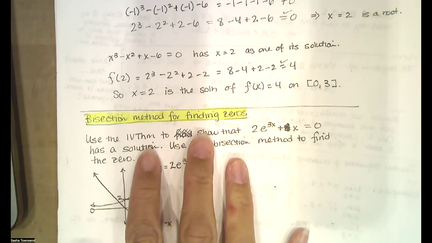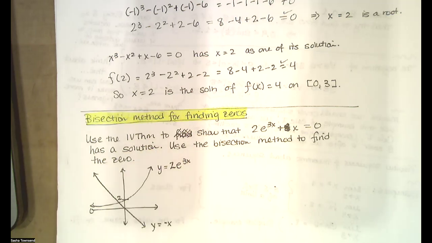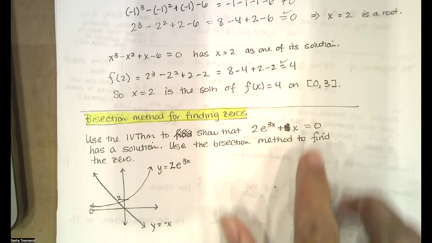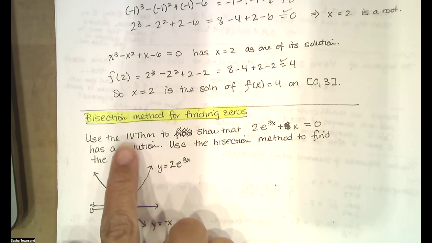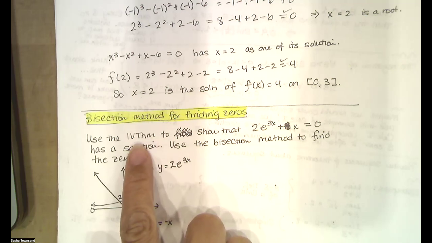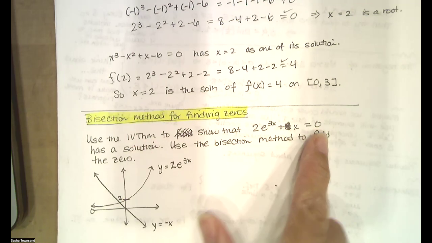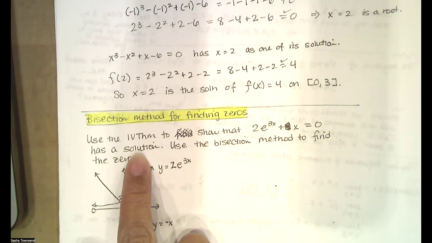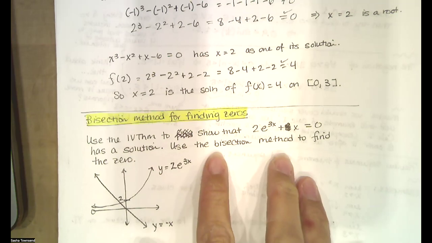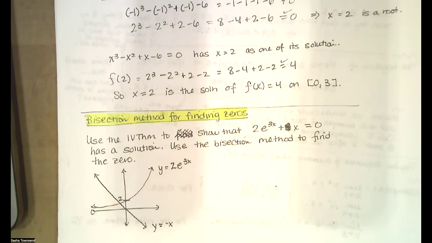We can also use the intermediate value theorem to show that a particular function has a 0, in other words, it has an x value that causes the function to be 0. We're going to use the theorem here to show that this particular function has a 0, and we'll look for an interval of interest as well. A and B aren't given to us this time. And then we're going to use what's called the bisection method to find the 0.